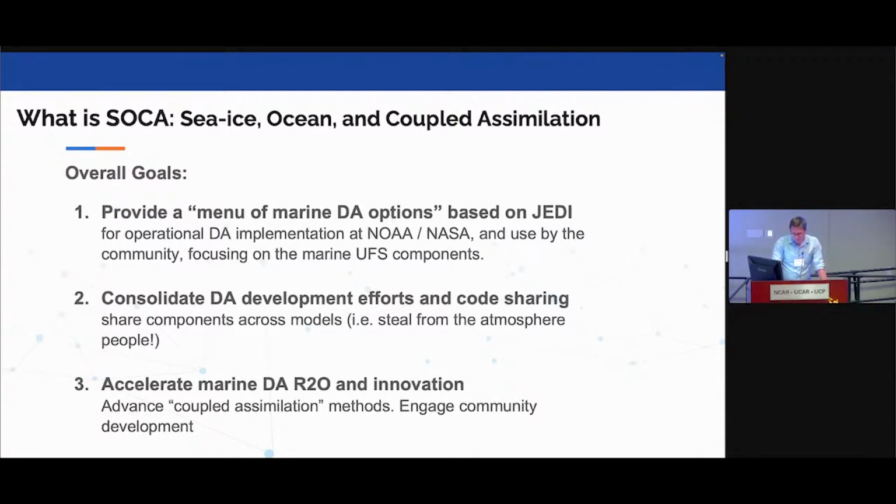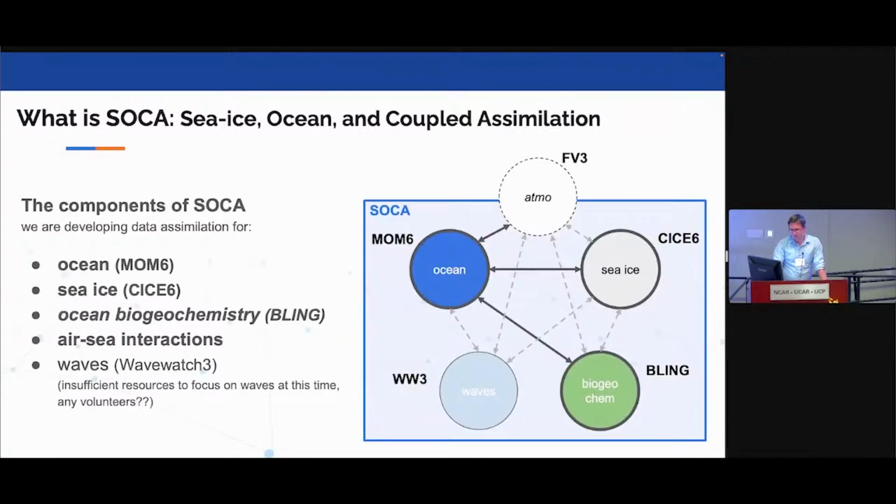One of the big things we plan to work on is coupled data assimilation. By having all of your UFS DA components within JEDI, it should make things very easy to start doing work in terms of weakly coupled and strongly coupled data assimilation. This is going to be a focus topic for us next year and going forward.